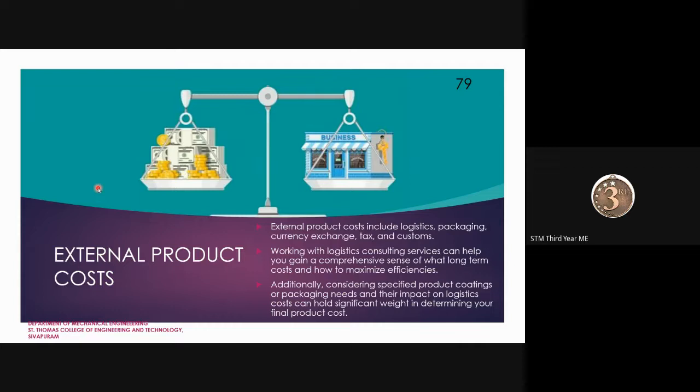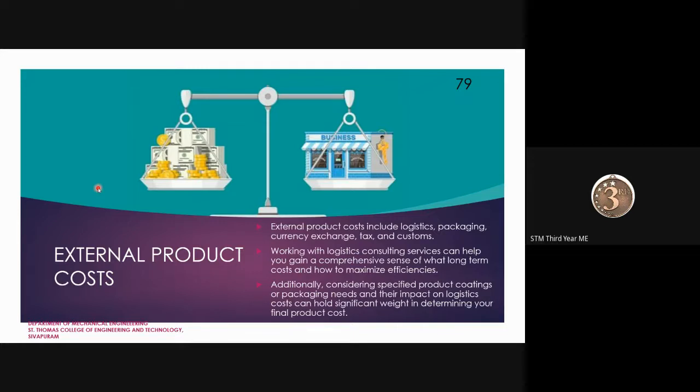So the product cost in another nation like America is higher when compared with the Indian currency. There is sufficient difference, and the value of the product will be higher in the US than in our country. So that is what is coming under currency exchange. Next comes tax and customs, and these are incurred from the country itself, and these also contribute to additional product cost.